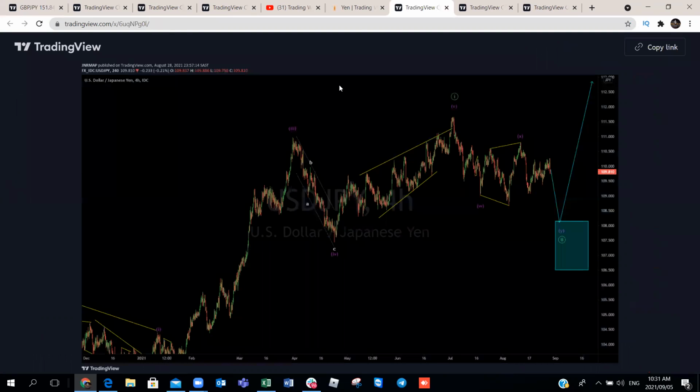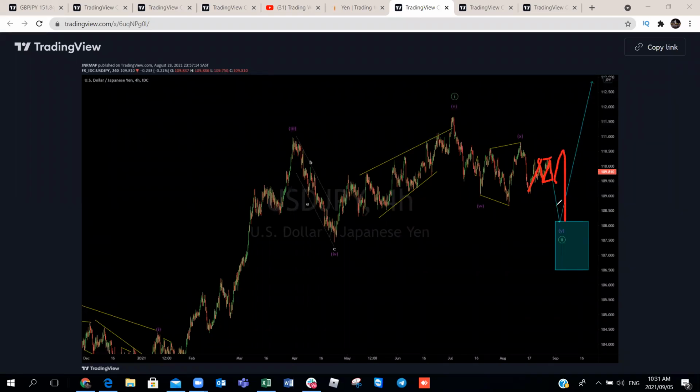What are we expecting with US dollar yen? We're expecting this one to give us one leg to the downside. So far it has gone up here. Even if it does give us one more up, that simply means it's making this structure. This one is a flat here, giving us this 1, 2, 3 and continuing to the downside.